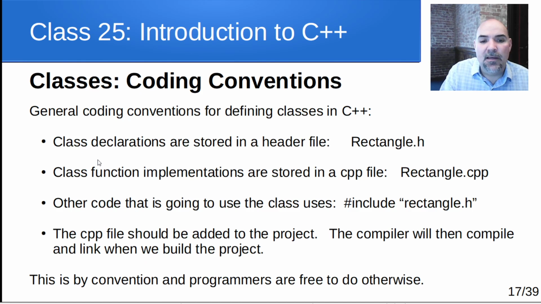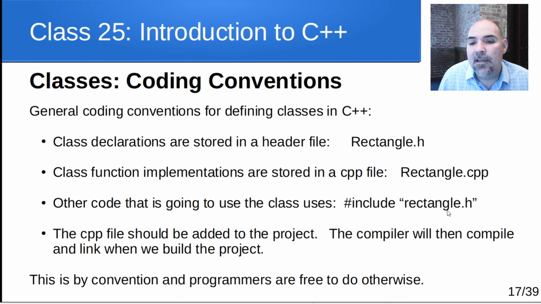And the idea behind that is that any code that wants to now use this rectangle class just has to include rectangle.h. And then the CPP file, if we add it to our project, the compiler will compile it and link it when we build that project. And that way, if we have used the rectangle class in other source files, it's very easy to just include rectangle.h and then create object instances of that inside of there and pass things to it and get things from that.